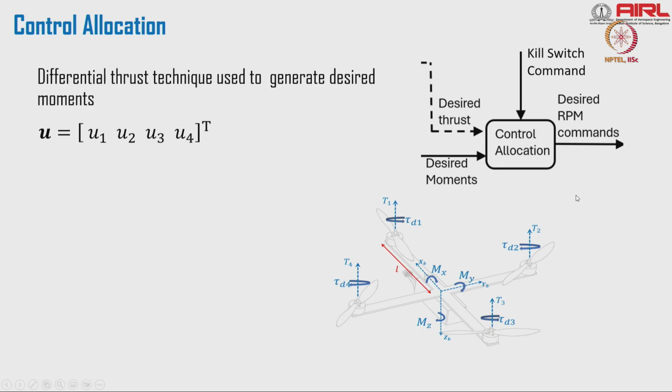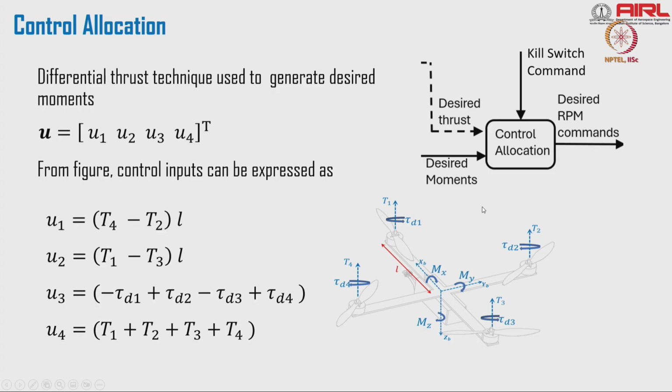We know that for the motors, in the beginning of the course we talked about the dynamics of the drone, where we talked about how the thrust has been connected, and how thrust and torque from individual motors are produced based on the configuration, and how we can express the control input in terms of the thrust. U1 is basically T4 minus T2, times the length of the arm, that talks about the pitch.